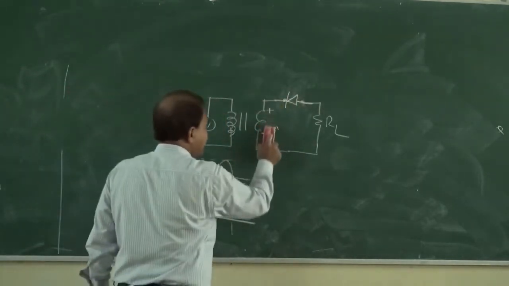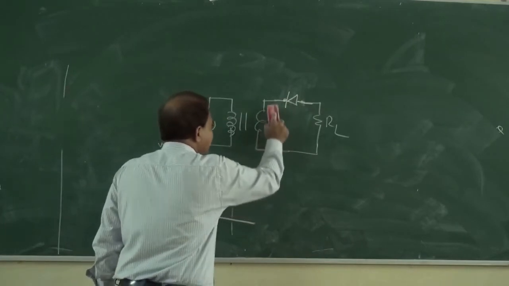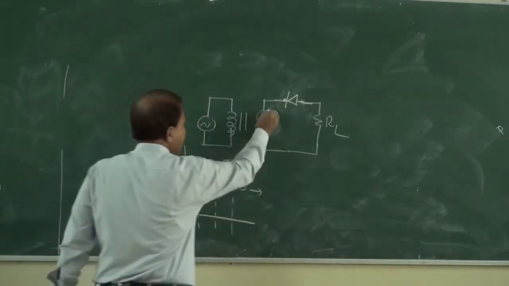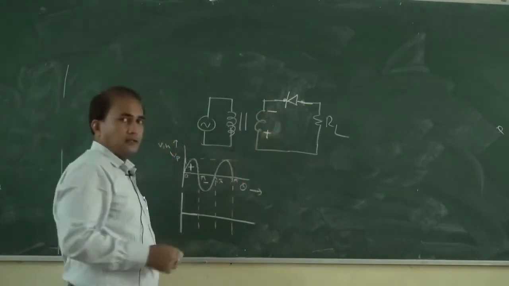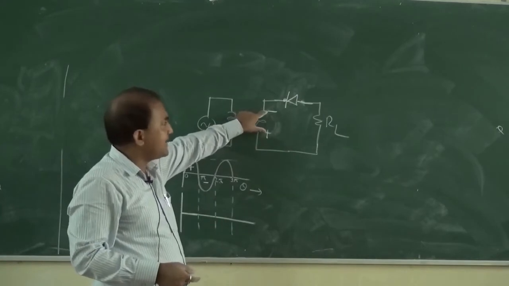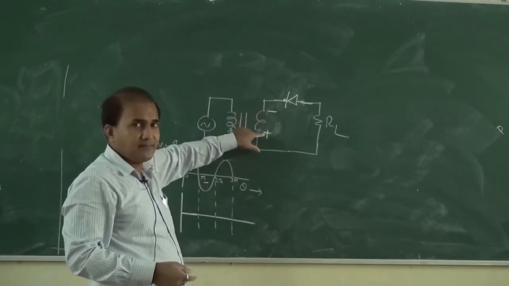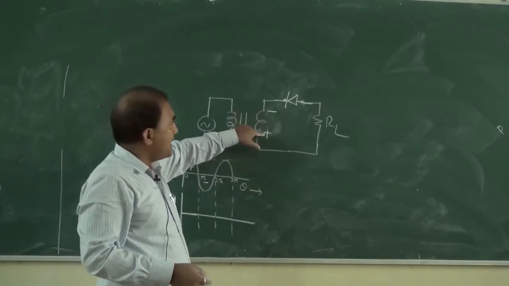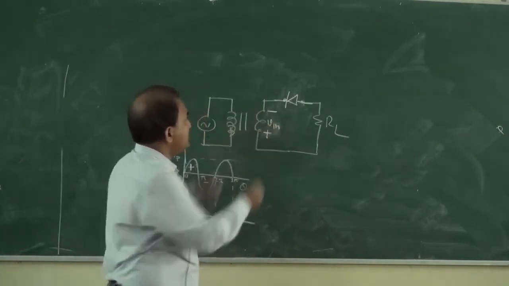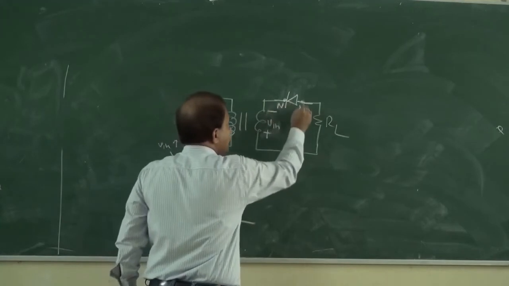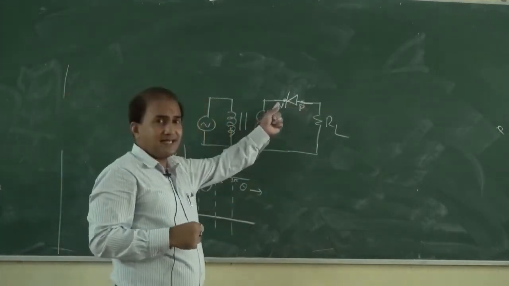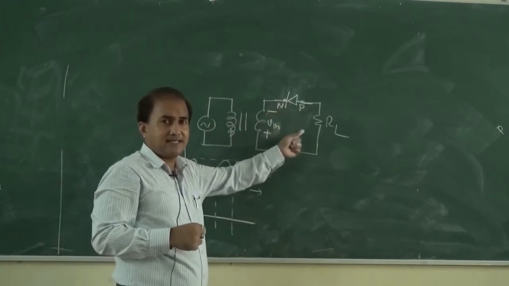During the negative half cycle, the polarity at the secondary of the transformer is like this: minus, plus. Due to this change in polarity, this is the minus terminal and this is the plus terminal. Here this is V in, and this is the N side and this is the P side of the PN junction diode. So this is in forward bias condition.